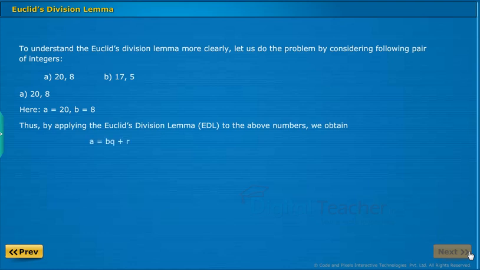Here we know that a is equal to bq plus r. So when 20 is divided by 8, we obtain quotient q as 2 and remainder r is equal to 4. Substituting the obtained values of q and r in the above expression, we obtain both LHS and RHS equal.